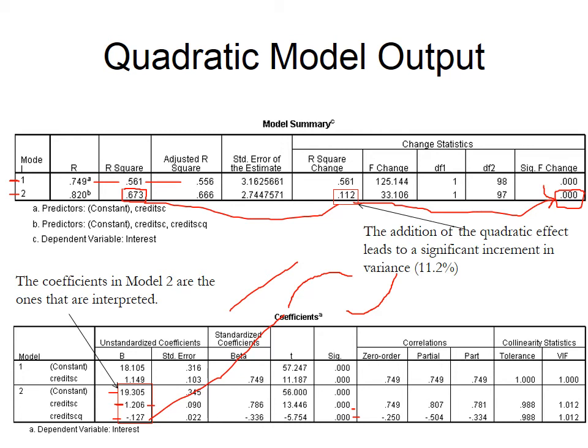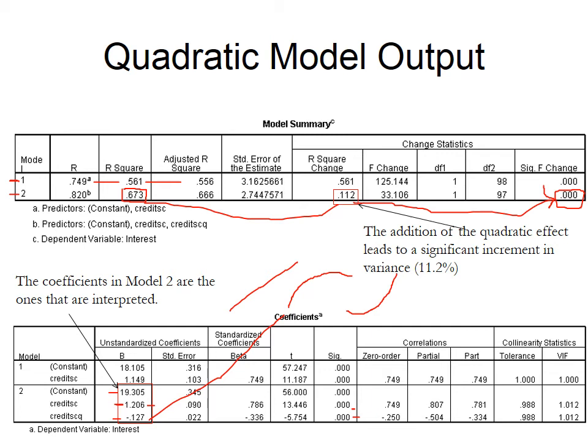And then when we look down below, we see how we compute our regression line. We see the constant variable, the linear variable, and then our polynomial variable. So we see there are some things to interpret here.